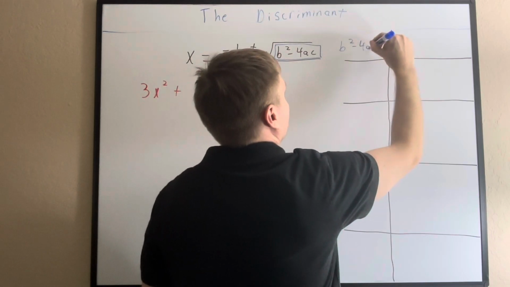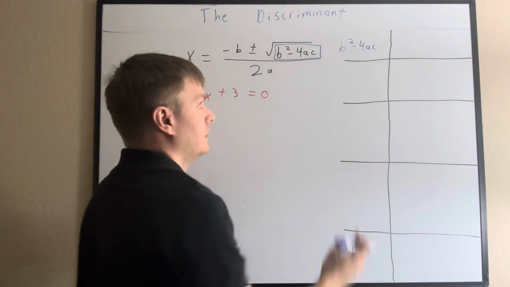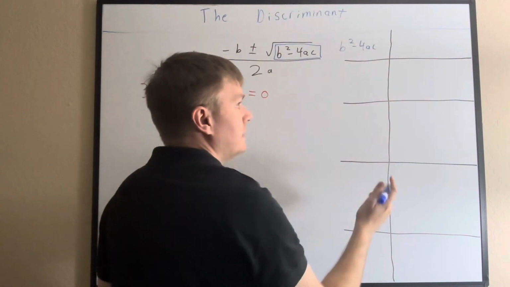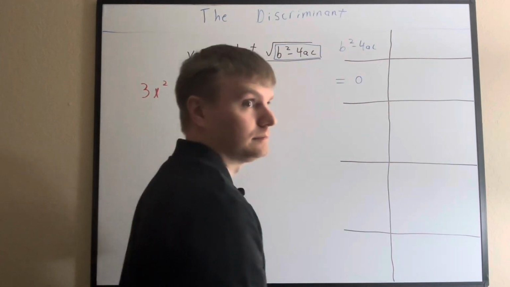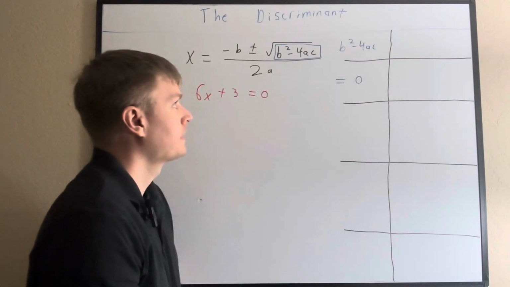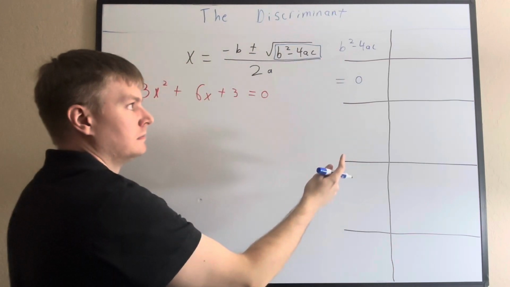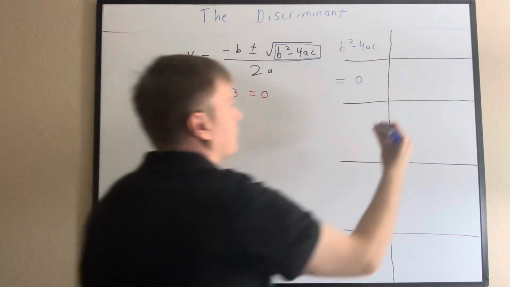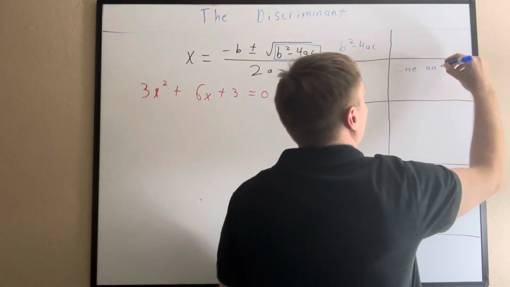And on the left, we have a possible answer for b squared minus 4ac. For instance, it could equal 0, right? What if it is 0? The square root of 0 is 0. You're going to get 1 answer.